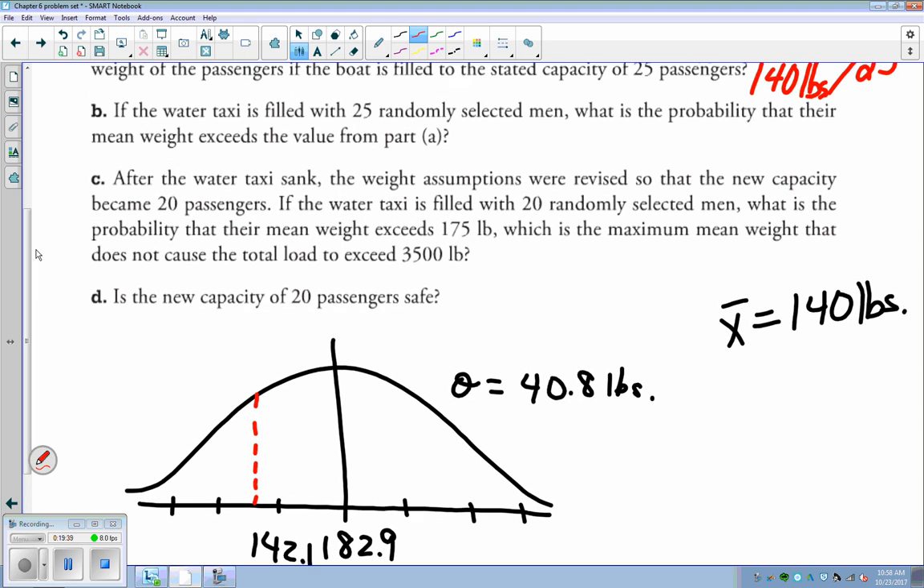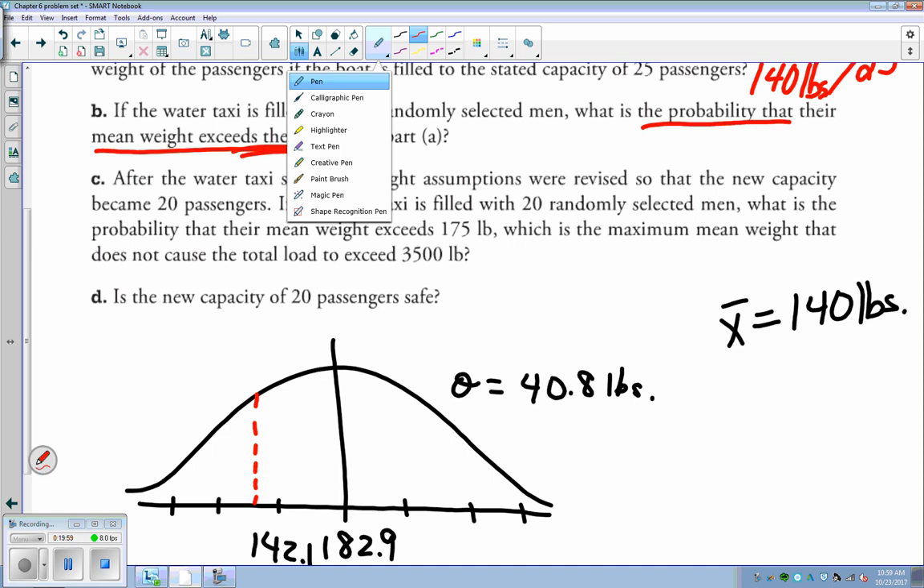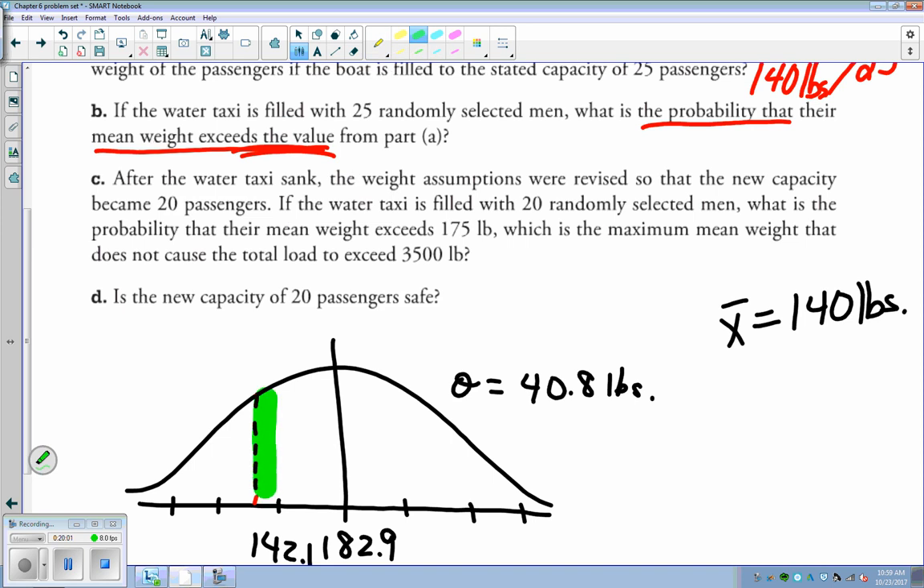What is the probability that their mean weight exceeds the value of Part A? So what am I shading in my curve? Exceeds is to the right, gets bigger than. So this is my shading. This is the area under the curve.